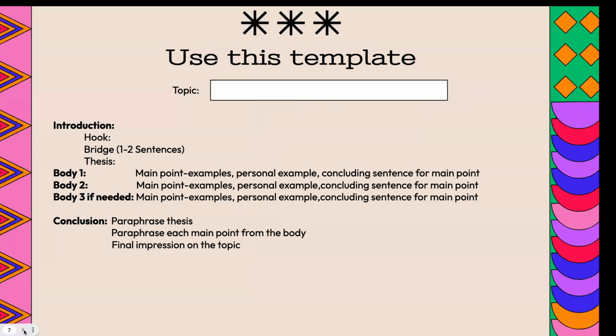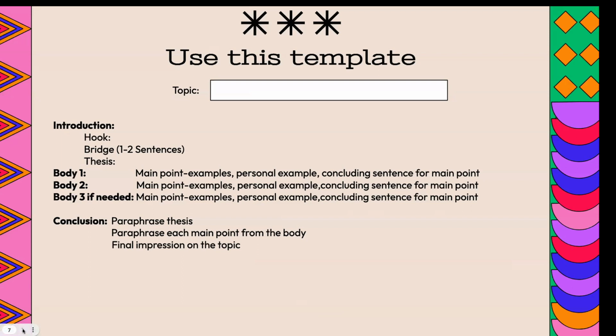You can use this template for your outline. As you are writing, I would suggest you do this. You write down your hook, your bridge, your thesis, main point, personal example, concluding sentence for each point, main point, examples, personal example, concluding sentence for each point.